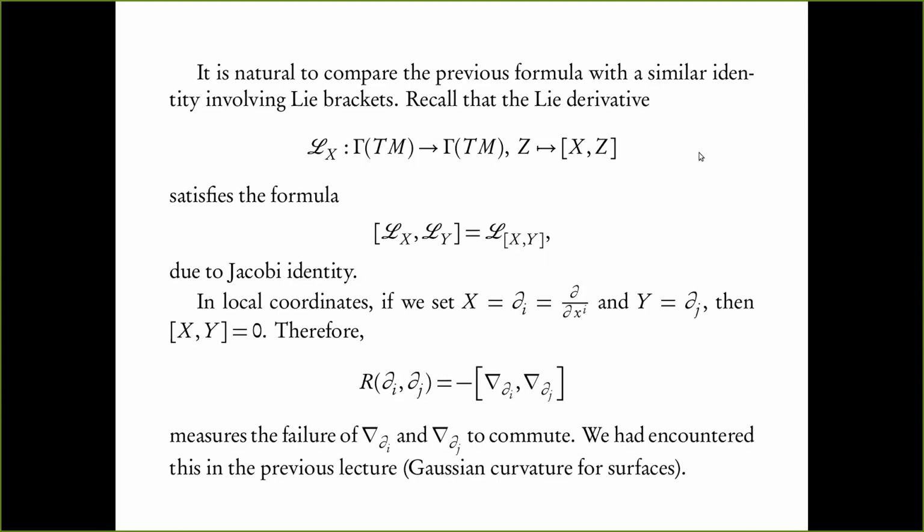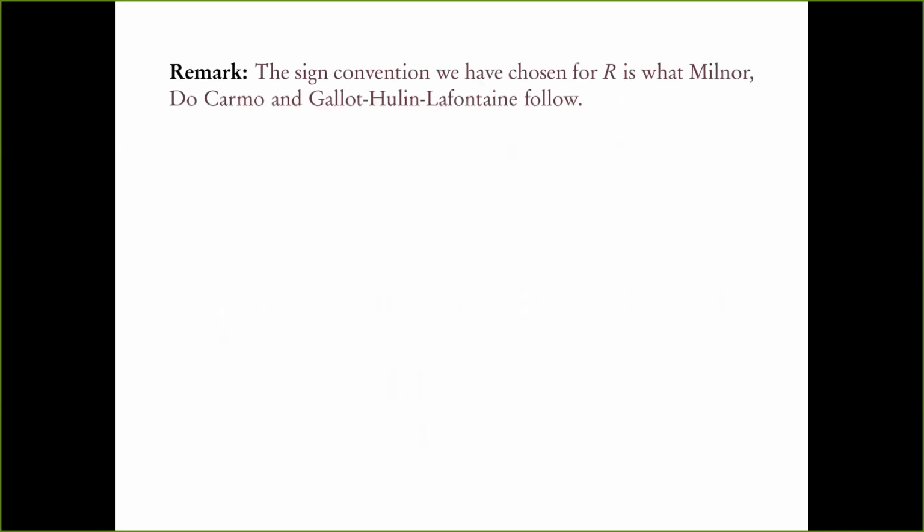Okay, so as we said, we had encountered this in the previous lecture in terms of Gaussian curvature for embedded surfaces in R3. Okay, so let me make a remark regarding the sign convention. Remember I said in the Riemann curvature, you can either choose it the way we have or you can put a minus in front of everything.